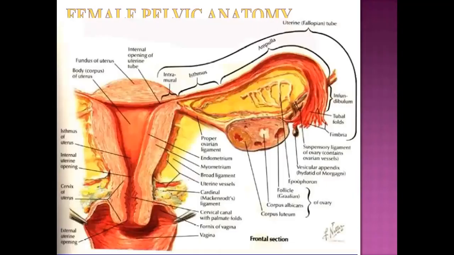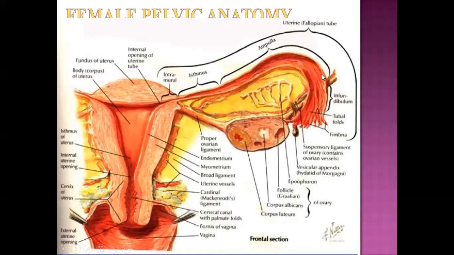Now, this is the diagram in which we are showing where the ectopic pregnancy could occur. This is the ovary, the fallopian tube, and this is the uterine cavity. Normally, the fimbria takes up the ovum, and from the cervix the sperm moves, and fertilization occurs at this part of the fallopian tube.